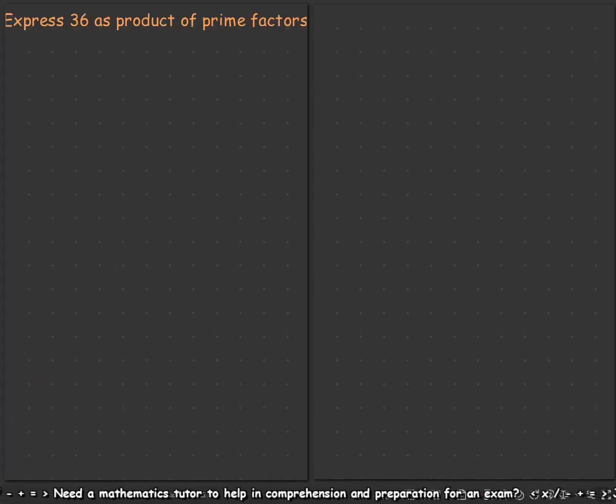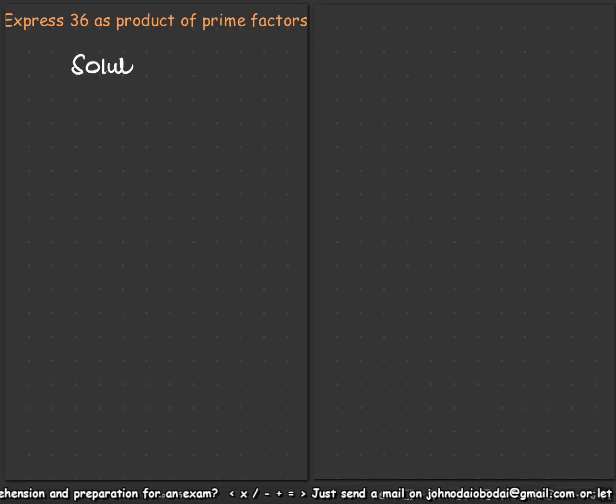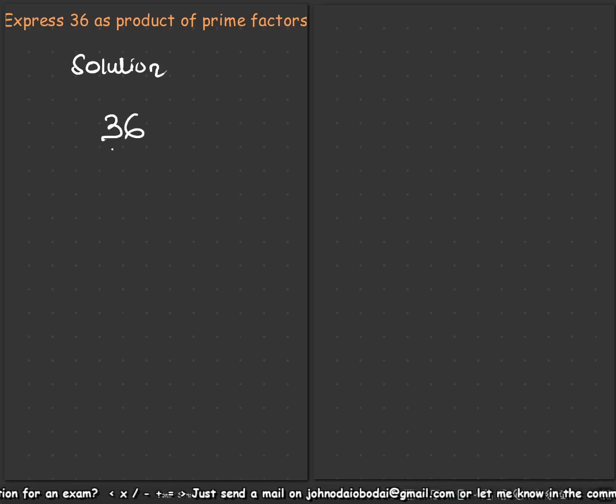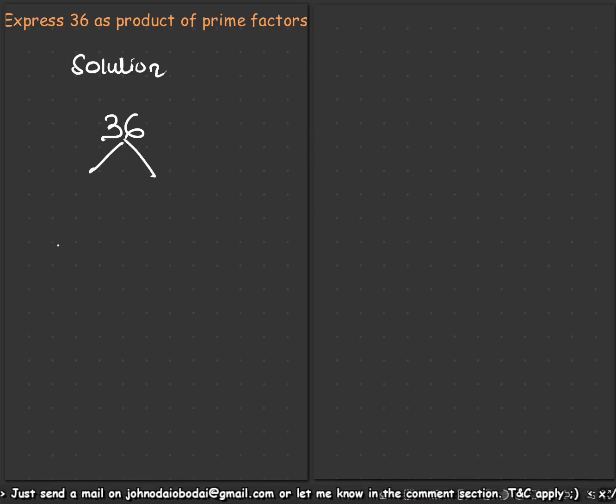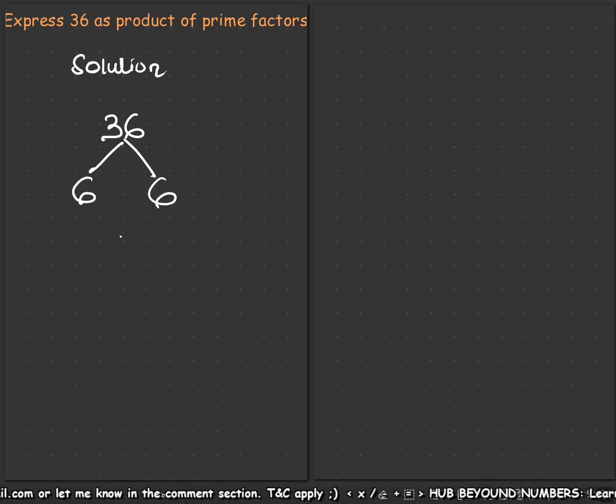So this question here says we have to express 36 as product of prime factors. Express 36 as product of prime factors. Let's look at our solution. So we have 36, and I'm going to use both methods we have considered so far. So any factor of 36 at all you can think of. So, well, I can say 6 times 6 is 36. So I'm going to write my 6 and 6 over here.